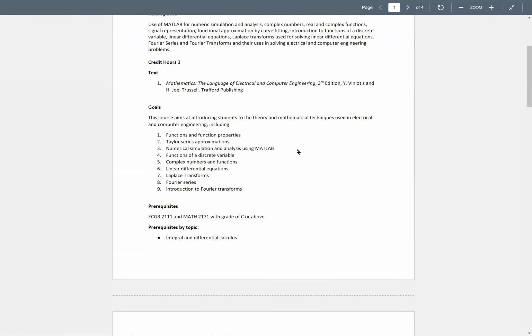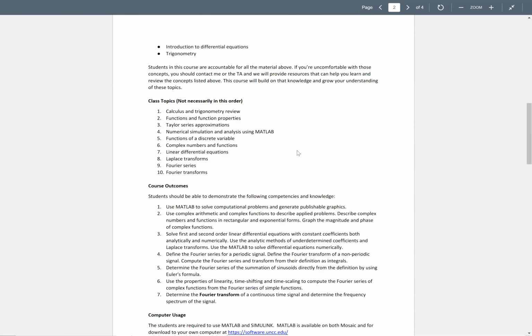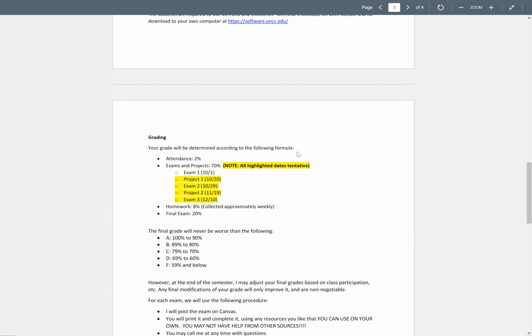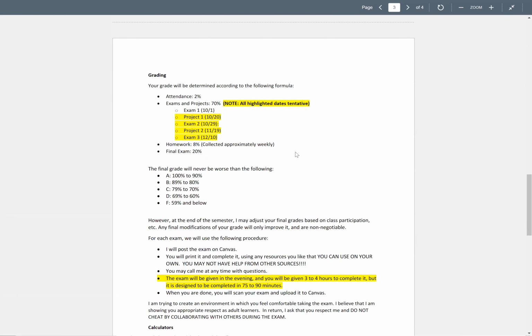All right, the key thing, I'm going to skip over the topics and everything and come back to that later. I'm going to get to the stuff that you really care about, which is probably what my grade is going to be. And so there you have it there on the screen. So basically 70% of your grade is divided up between exams and projects. Okay, so there are 2 projects and 3 exams, and then 20% is the final exam. Okay, so 70% of your grade is split across those projects. So that tells you right there where to put your emphasis.